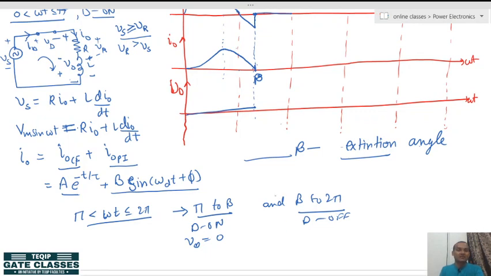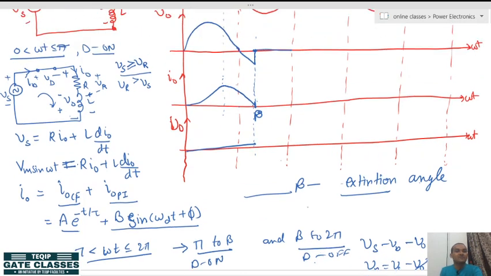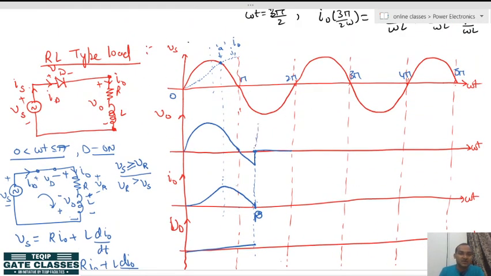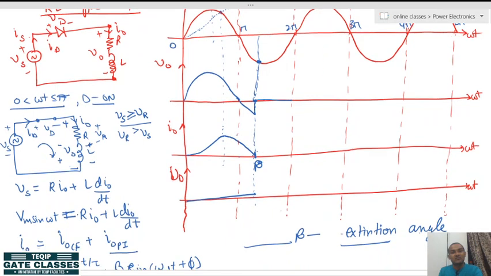If you write the KVL equation, you will get Vs minus Vd minus V naught equal to 0, or Vd equal to Vs minus V naught. Since the diode is off, the circuit will be disconnected, so V naught will also be 0. So the diode voltage will be equal to Vs. From beta to 2 pi, what is the value of the source? At beta the source has already reached this point, so whatever the value of the source is there, that will be followed like this. So again the PIV rating of the diode required is Vm.